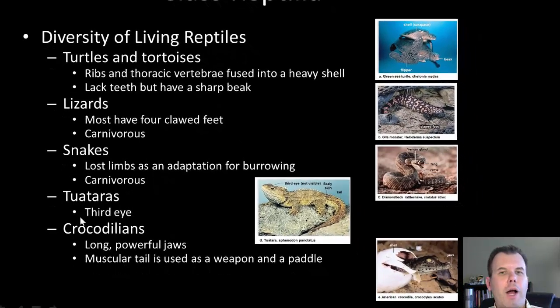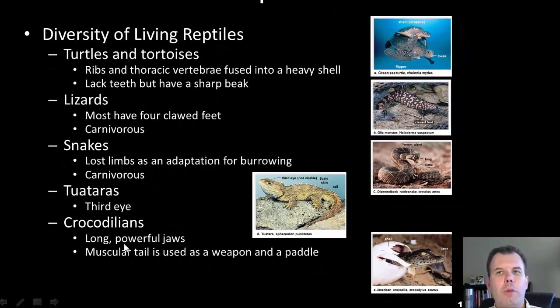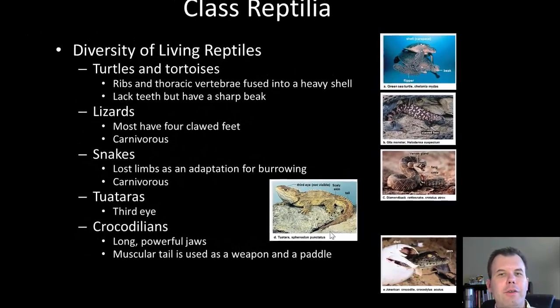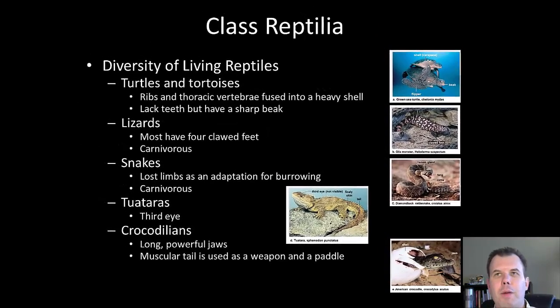And then finally, the crocodiles, or the crocodilians, and again, long, powerful jaws, a muscular tail that's used as a weapon and a paddle. And so all these different groups are part of the reptiles. And again, we're going to talk a little bit about what makes up a reptile, but you can see a lot of diversity going on in this class of reptiles.